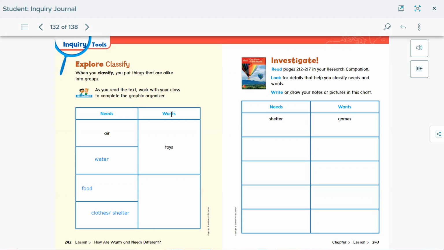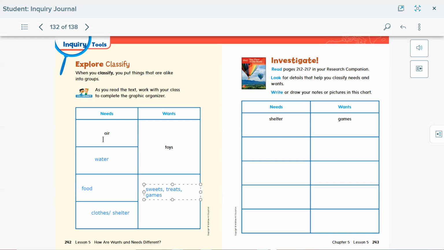Okay, things that you want, that means something not important or necessary to have right now. Toys, games, sweets, treats, games. Things that I don't have to have now, or it's not important if I don't have enough time or money to have it.